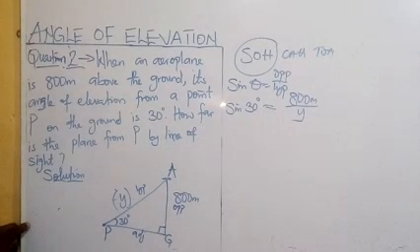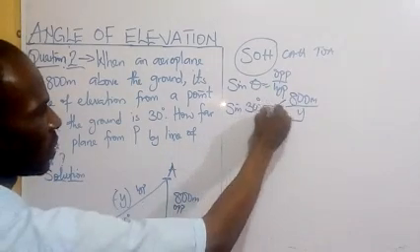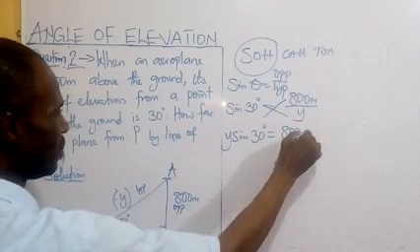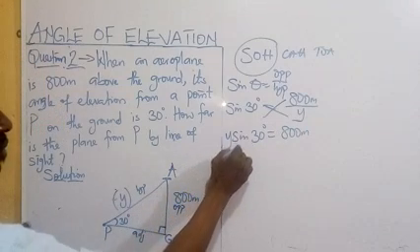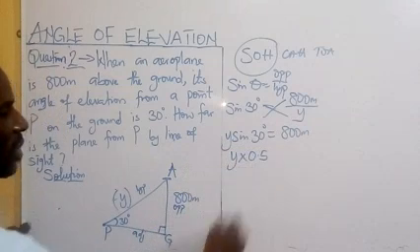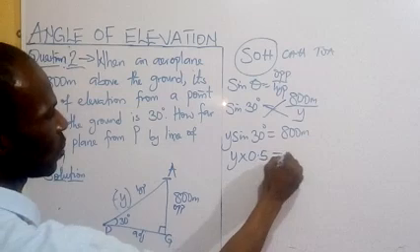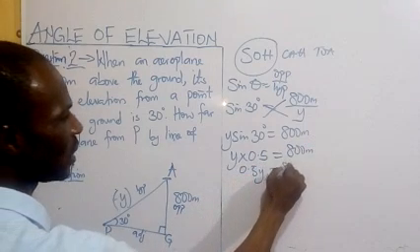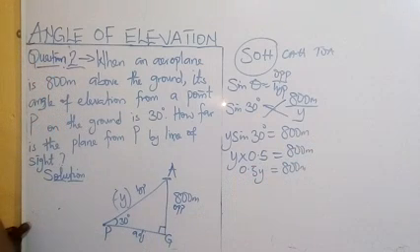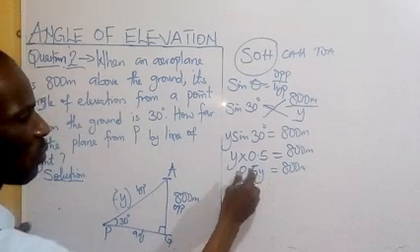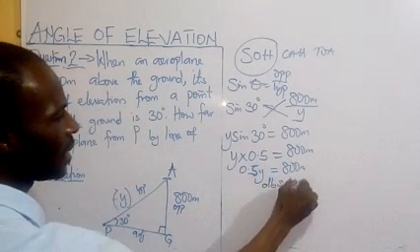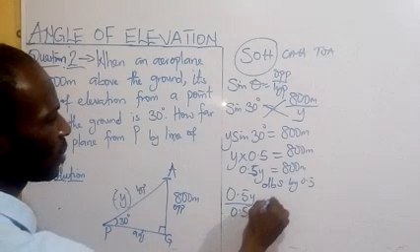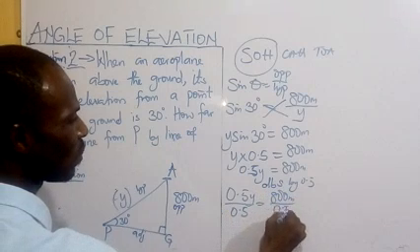All right, at this stage, we cross multiply. So we have Y sine 30 degrees equals 800 meter. What is the value of Y sine 30? Y times sine 30 is 0.5, equals 800 meter. So we have 0.5y equals 800 meter. Now to get the value of y, we divide both sides by the coefficient of y. Divide both sides by 0.5. We have 0.5y divided by 0.5 equals 800 meter divided by 0.5.